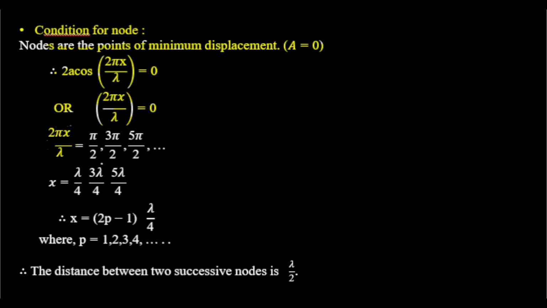So now this is 2 pi x by lambda is equal to pi by 2, 3 pi by 2, 5 pi by 2, and so on, and x is equal to lambda by 4, 3 lambda by 4, 5 lambda by 4. So x is equal to (2p minus 1) lambda by 4, where p is 1, 2, 3. The distance between two successive nodes is lambda by 2.